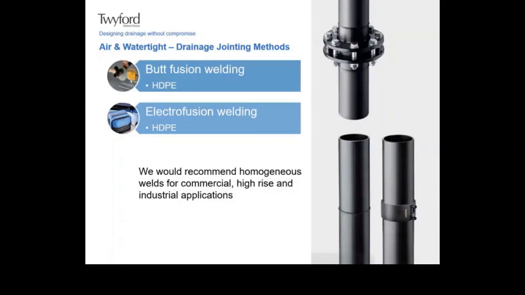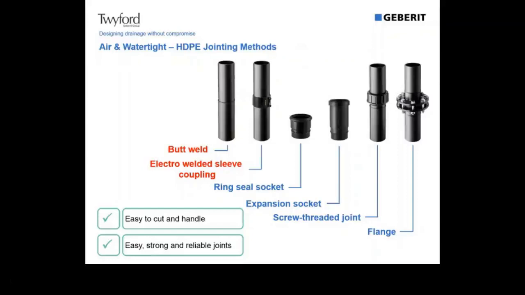Now these are commercial, high-rise and industrial applications, so these are the sort of areas that we're working. But we do recommend, whenever you're using HDPE, either a butt weld or electrofusion weld. So we looked before at how the product will work together and how we'll make sure it's airtight and watertight. There are other systems that we could use, but typically these are the main two details that we have: either butt weld or EF welding.